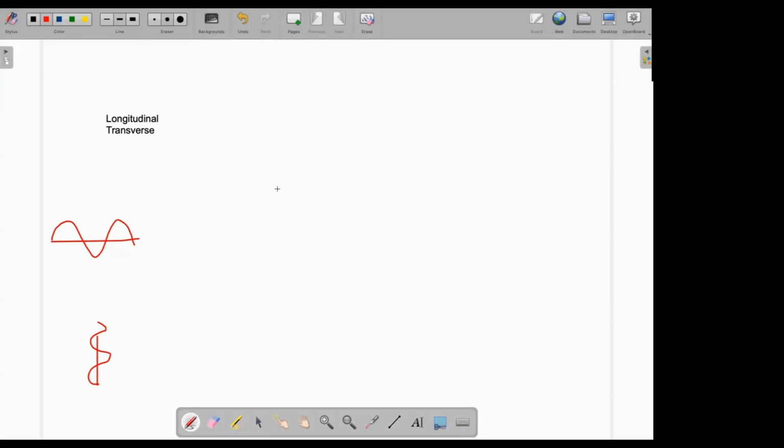Look at a transverse wave. If you look at a transverse wave, easily you will be able to identify that this is the direction of motion, but this is the direction of vibration. Vibration happens like this, but the direction of motion is like this. That's the difference.